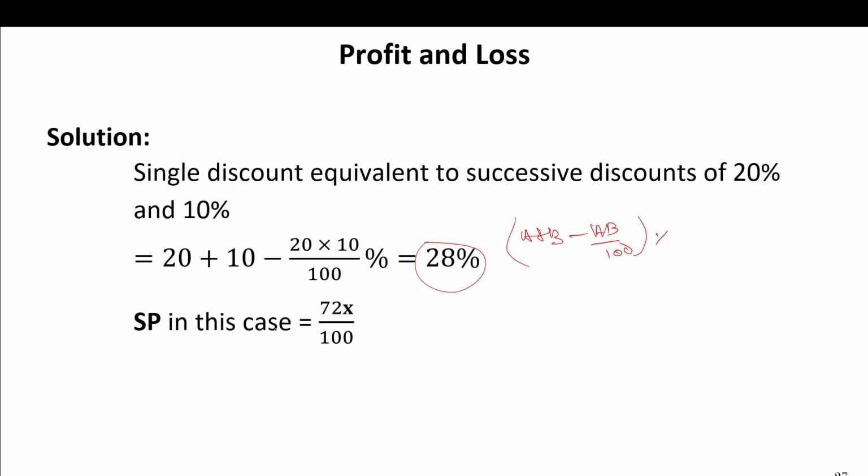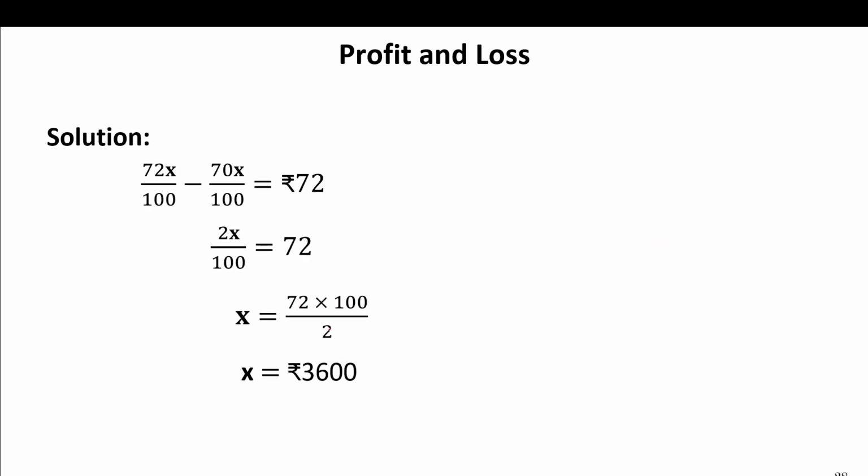This much amount of percent. So SP, that is the selling price in this case, is equal to 72X by 100. Okay. So 72X by 100 minus 70X by 100 is equal to 72 rupees. So 2X by 100 is equal to 72. So X is equal to 72 into 100 whole by 2. So X will be equal to what? 3600. Okay. So 3600 is the correct answer here.